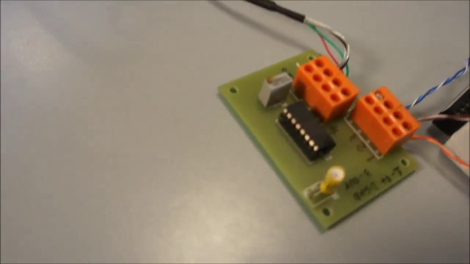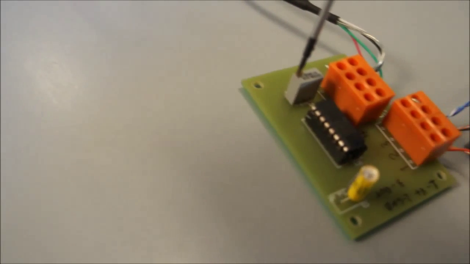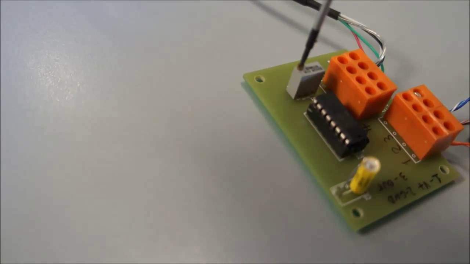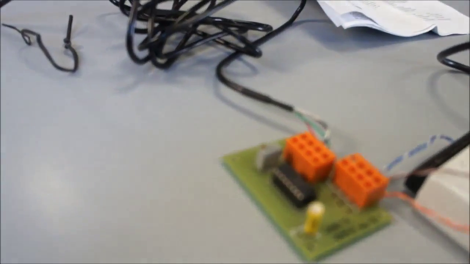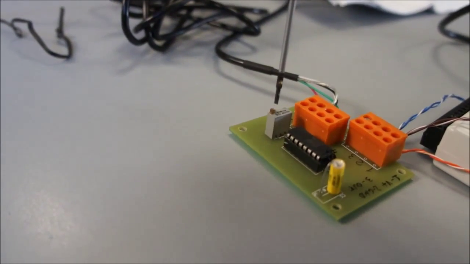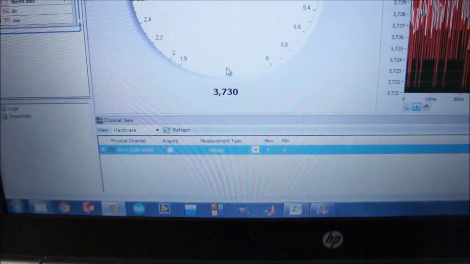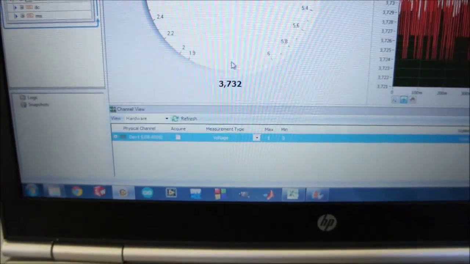For instance, if I want a bigger amplification, I will turn the potentiometer in a counterclockwise direction, and then you see the output going up to 4.264 volts, which is too much for my application. So I turn it counterclockwise a little bit more, and then you see it coming back to 3.730.